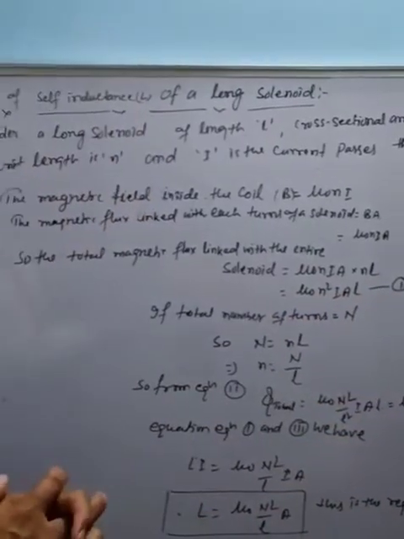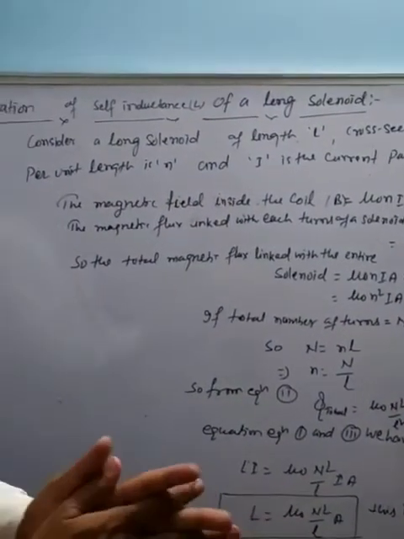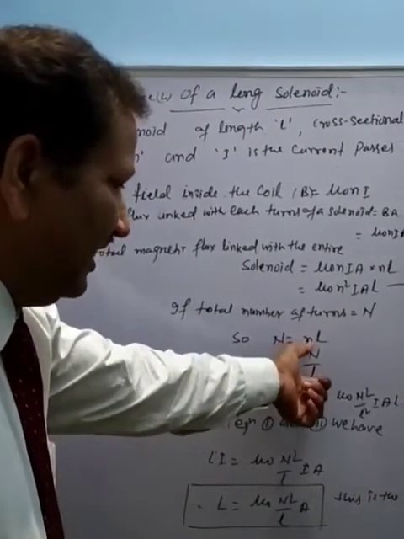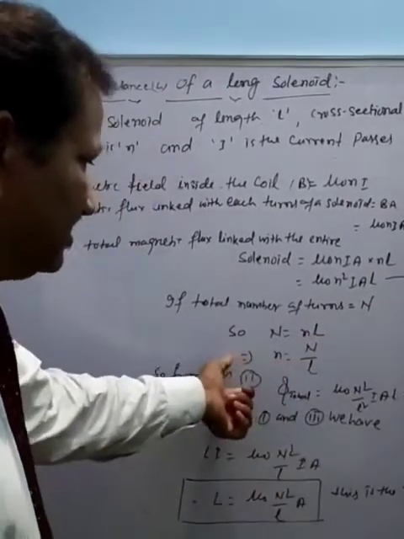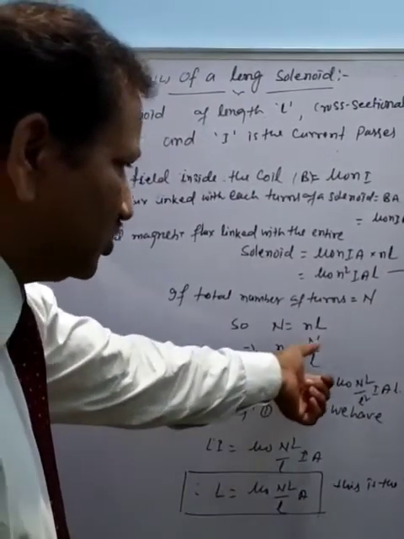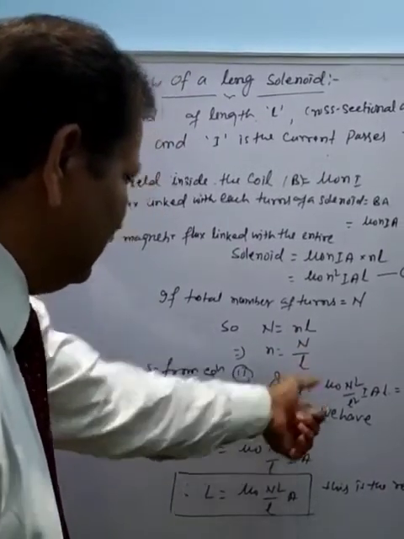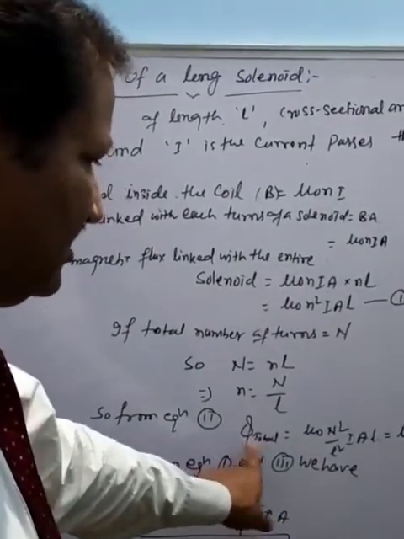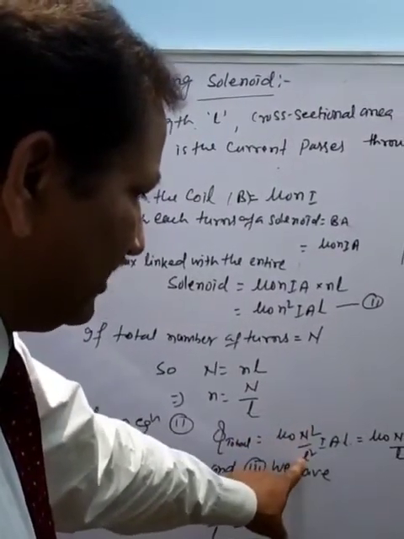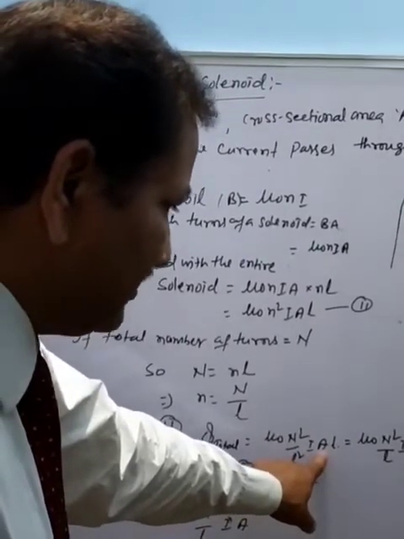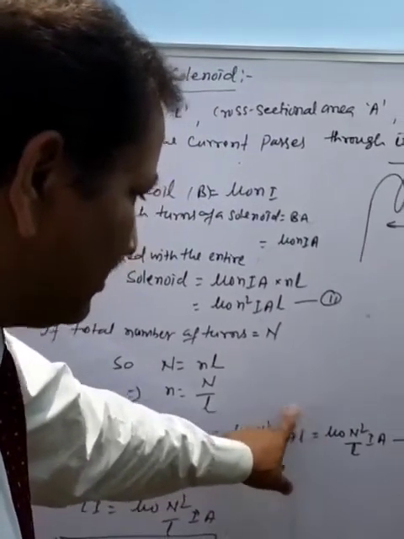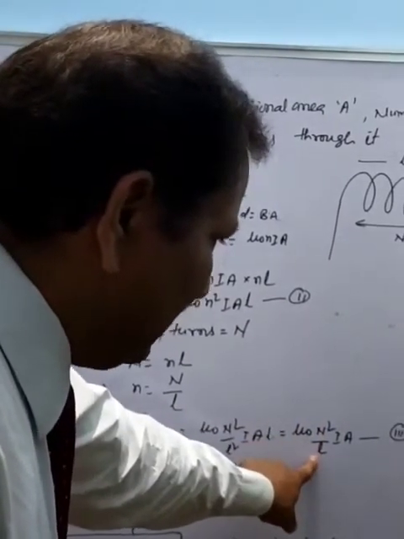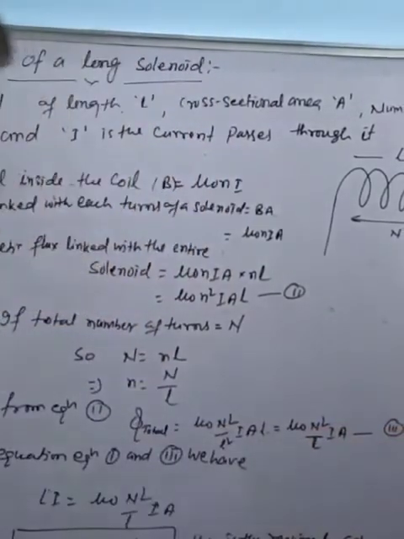This is equation second. If the total number of turns is capital N, then N is equal to n into l. This implies that n is equal to N upon l. So from equation second, total flux is mu naught N square upon l square into I into A into l. After solving it, we get mu naught N square upon l into I into A. This is equation third.